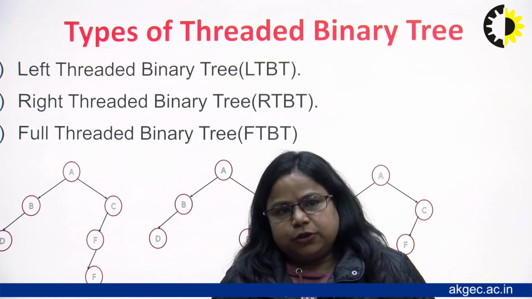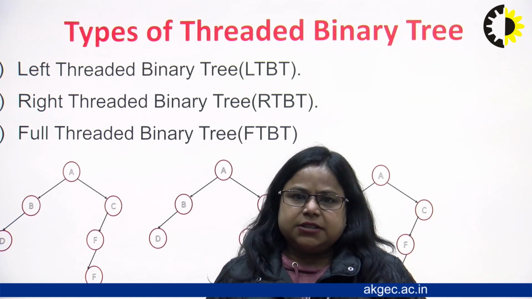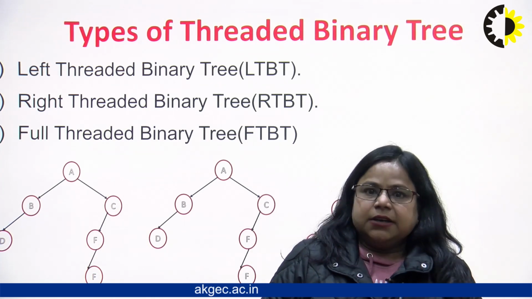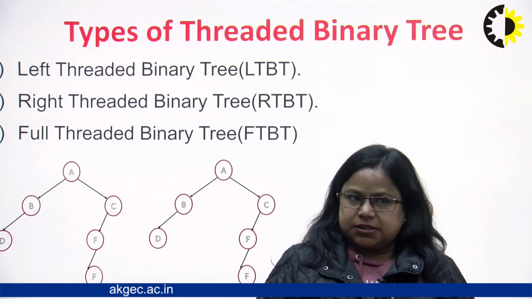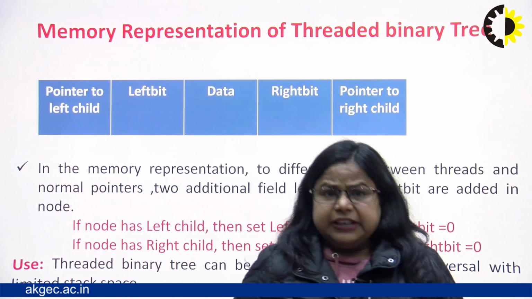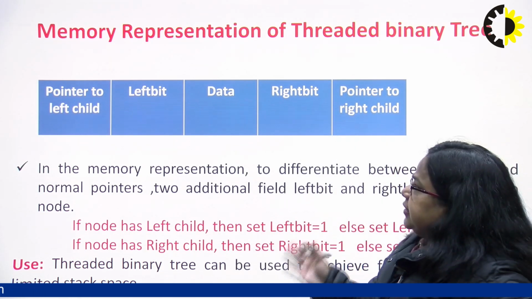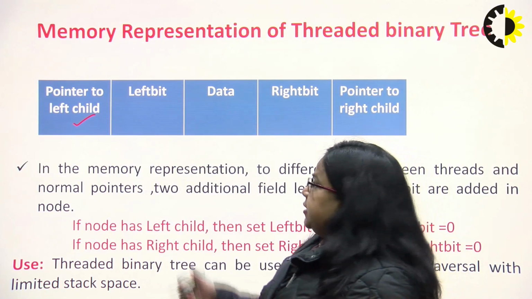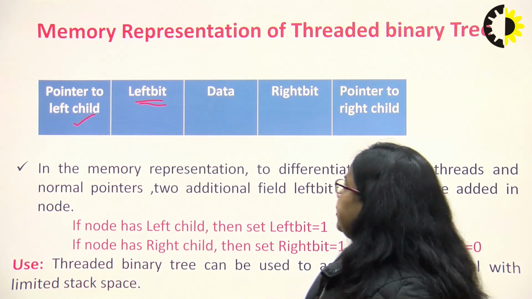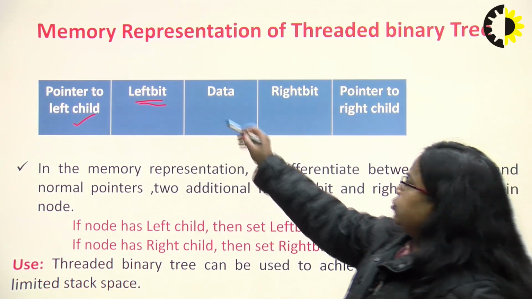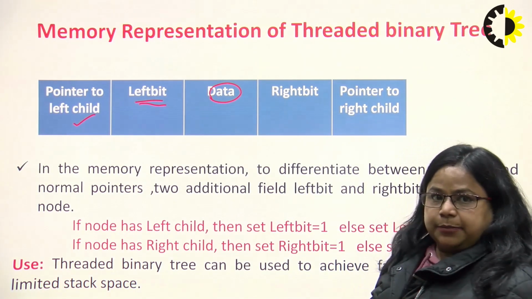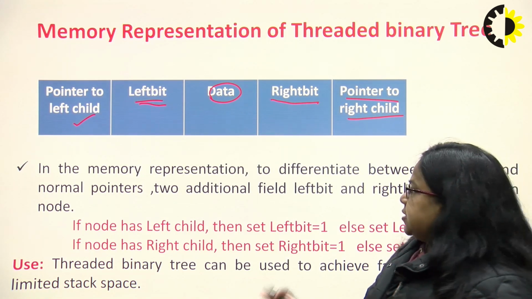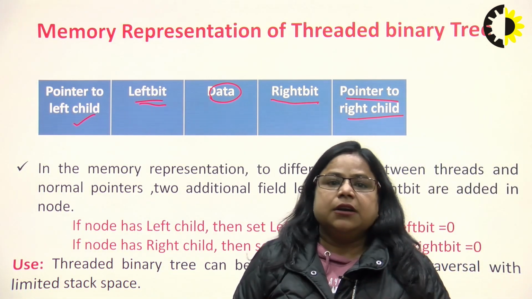And in the case of the fully threaded binary tree, we have to generate the threads on both sides with the help of the in order predecessor and successor nodes. When I am talking about the memory representation of the threaded binary tree, first we write the pointer to the left child, then the left bit of that particular node. Then we write the data, whatever the node represents. Then we write the right bit and the pointer to the right child. This is the way the memory representation is done.